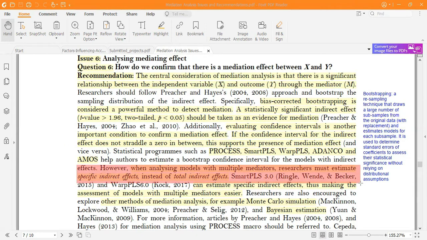When analyzing a model with multiple mediators, researchers must estimate the specific indirect effect instead of the total indirect effect. Okay, so now it's another good thing, especially for multiple mediators. Multiple mediators means when you have more than one mediator, two, three, and so on. In this case, we should check the specific indirect effect instead of the total indirect effect. The good thing with Smart PLS and ReP PLS is that they provide such types of effects, like the specific indirect effect.